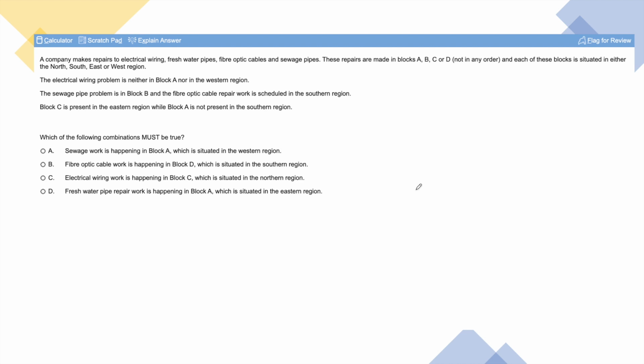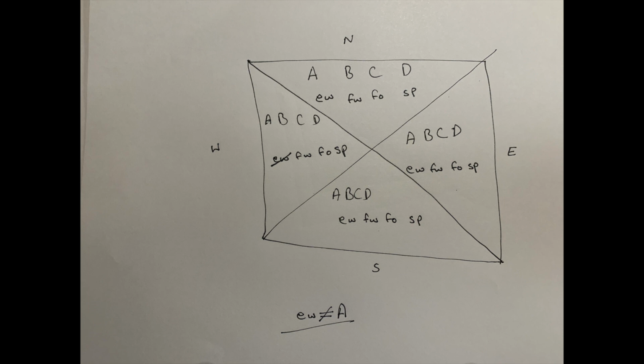So you should see on the screen what I've initially drawn. Next, we know that there are 4 types of repairs and 4 types of blocks. So I'm going to draw each block in for each region, A, B, C, D. This should be very quick. And I'm going to draw in all the repairs.